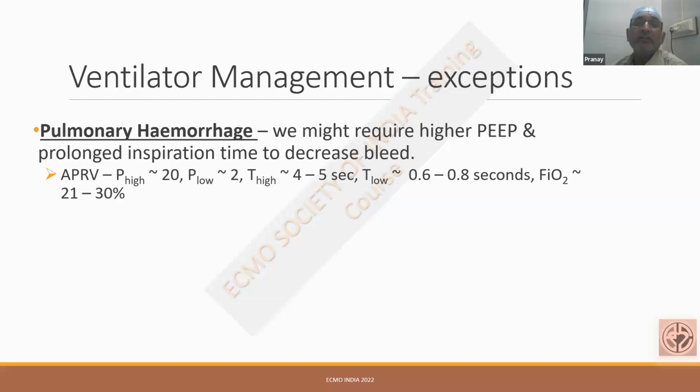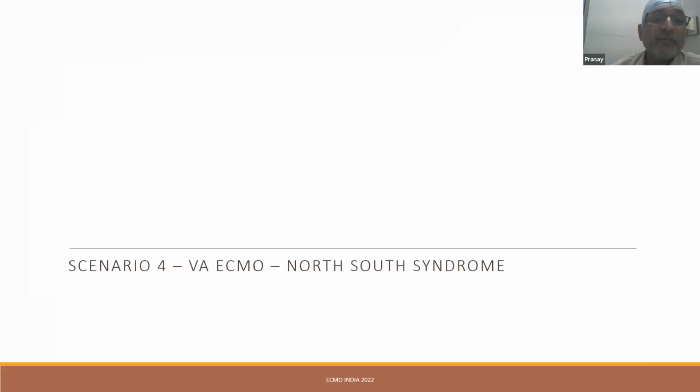Many a times we are using APRV mode with P high of 20, P low of 2, T high of 4 to 5, and T low as short as possible, 0.6, because CO2 is going to get cleared with the ECMO, so we are not worried about that. We are just trying to peg the lungs. That is the strategy we follow in case of pulmonary hemorrhage.